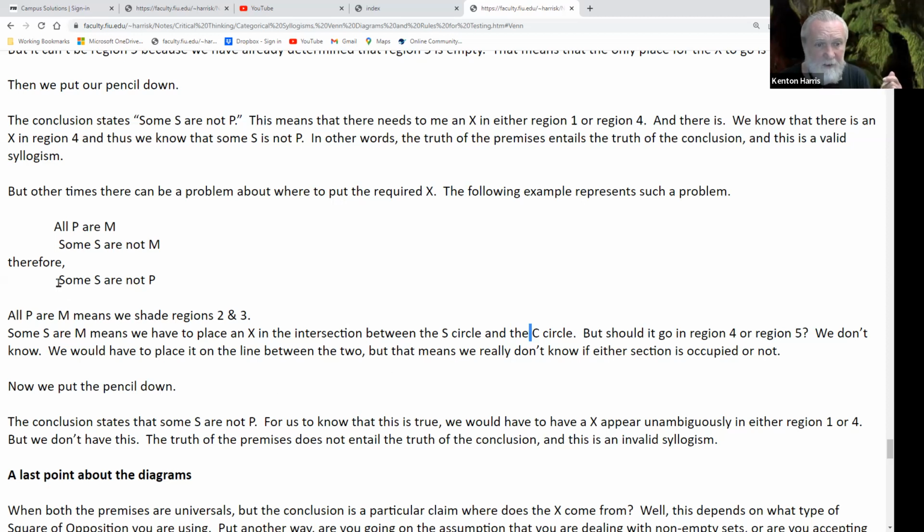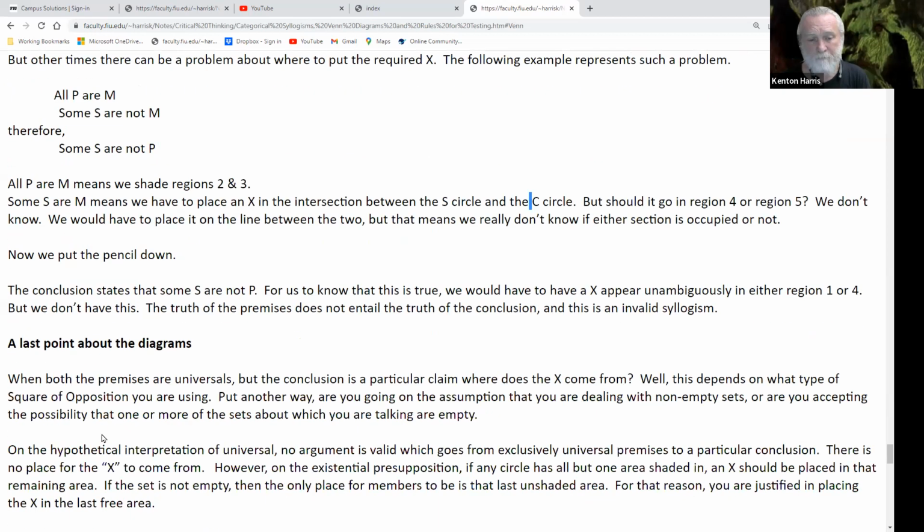Then we put our pencil down. The conclusion says there is at least one S that is not a P. For us to know that, we would have to know that there is an X unambiguously in either region 1 or 4. But we don't know that. And since we don't know that, the truth of the premises does not assure us of the truth of the conclusion. It's not entailed. This is an invalid argument, okay?